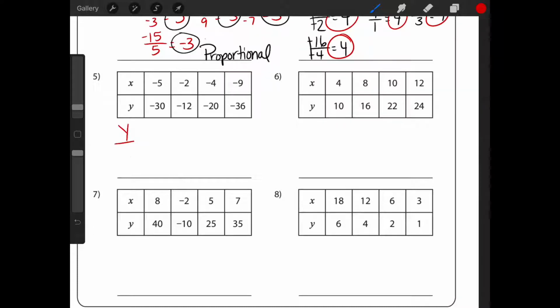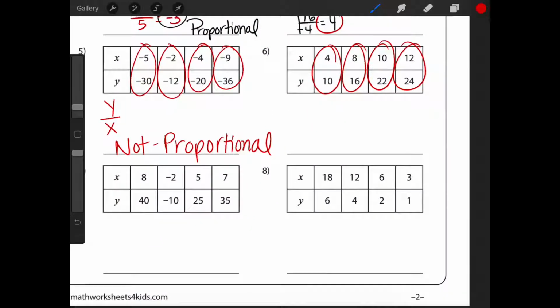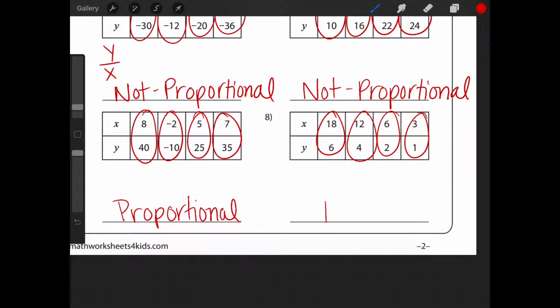When I do Y over X for number 5 for all of the points, I get that this is non-proportional. When I do it for 6, Y over X, this is also not proportional. For 7 and 8, if I do Y over X using the numbers in the table, I get proportional for 7 and proportional for 8.